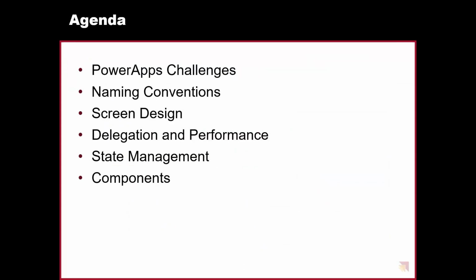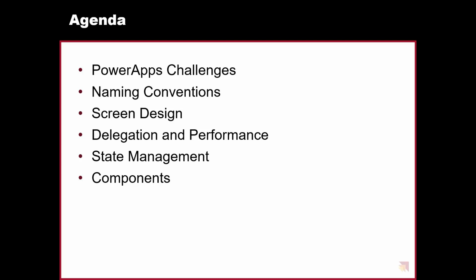Okay, back to the program. So what we're going to cover is we're going to start out just kind of posing what are the challenges as someone who's building Canvas apps. We want to look at naming conventions, fairly straightforward, but very important to embrace because things get out of control pretty quickly if you don't use proper naming conventions. We're going to talk about different issues with screen design, doing things like using relative styling, choosing between edit forms and using just the Patch function to edit data. We're going to look at delegation and performance. We're going to look at state management.